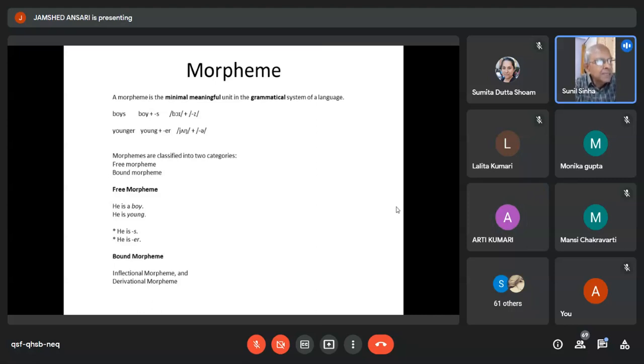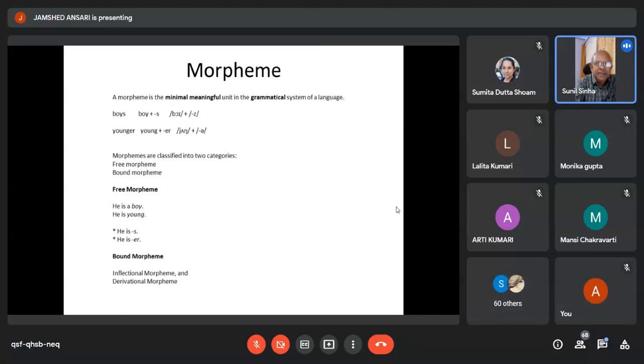But mismanagement. How many morphemes are there? Three. And what are they? Mis, manage and ment. Yes. Mismanagement. These are three morphemes.